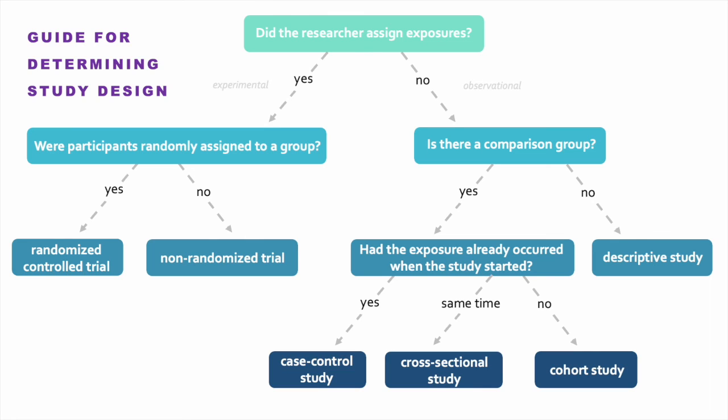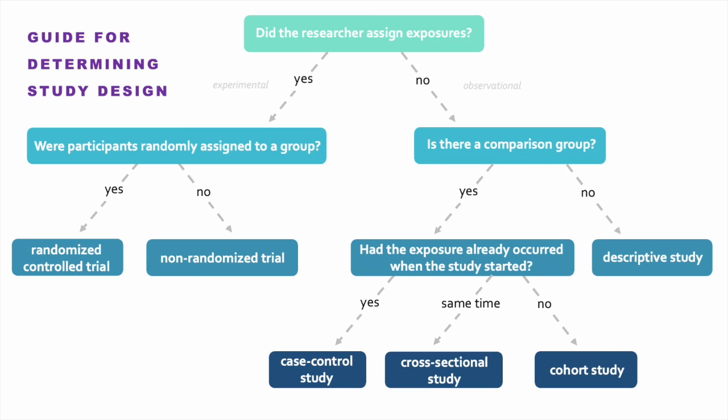So your first step is to ask, did the researcher assign exposures? If the researcher assigned people to the treatment group, then ask if they were randomly assigned. If the researcher did not assign exposures, then it's observational. So then you would ask, is there a comparison group?